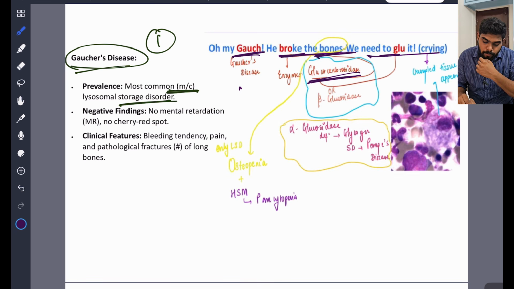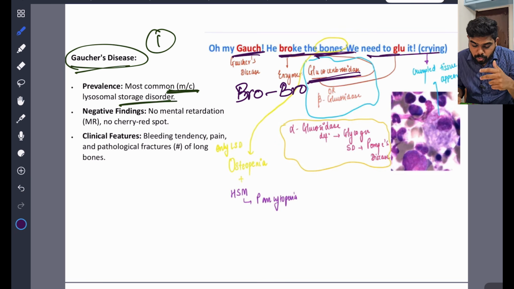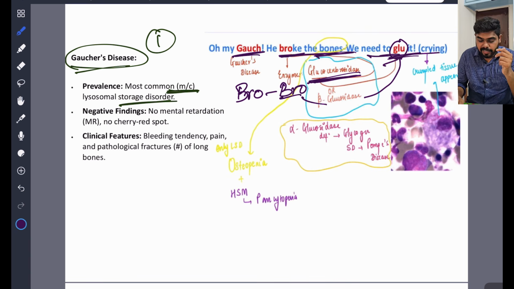Glucocerebrosidase, broken bone, glucocerebrosidase. So glucocerebrosidase or beta glucosidase deficiency leads to Gaucher's disease. And crying, so you need some tissue paper. You are crying, we should give some tissue paper to wipe it. So crumbled tissue paper, you can see the crumbled tissue paper. Oh my gosh, bone pain, broken bone. Glue, we have to glue it. So this is the problem with glucocerebrosidase.